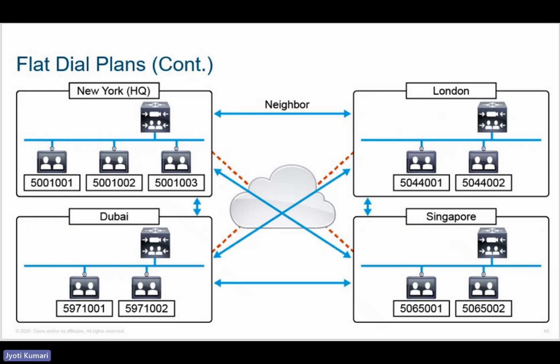Here you can see a complex video network, again with a flat dial plan, where you have Expressway C in each location and they're neighbored together to provide resiliency and redundancy. With this dial plan, you will need to search all sites to identify where a device is located. For example, let's suppose we are dialing from Singapore to New York. You will send a search request to New York, London, and Dubai, all the neighbors.